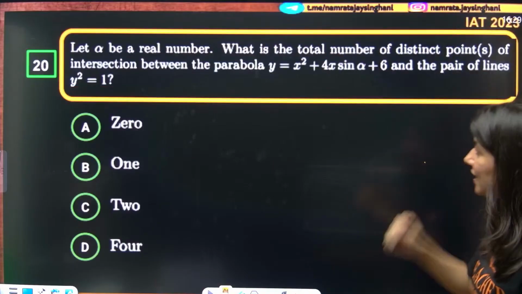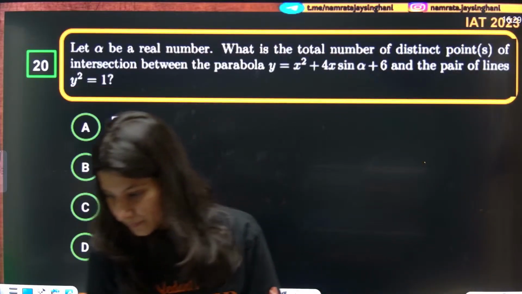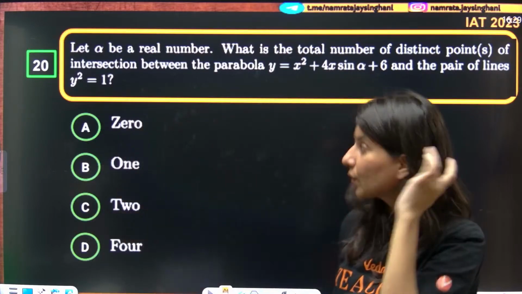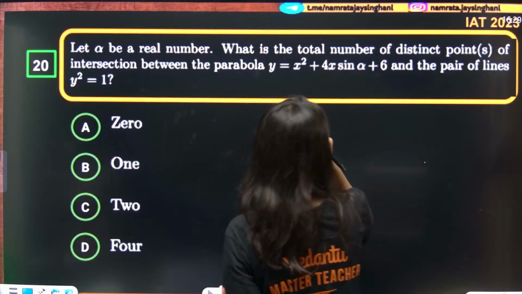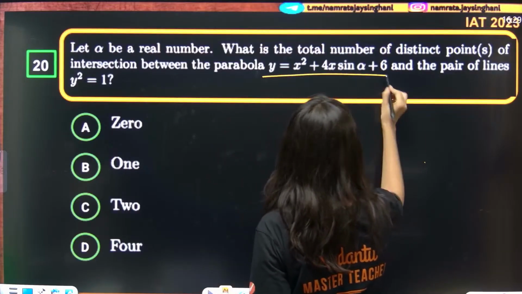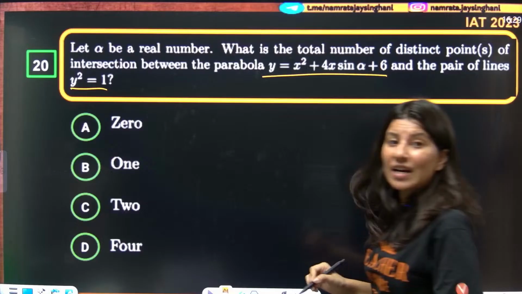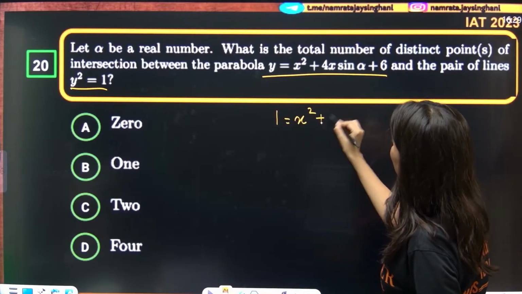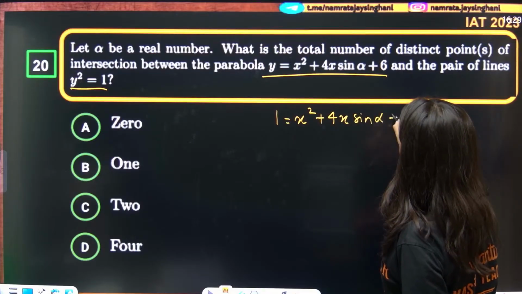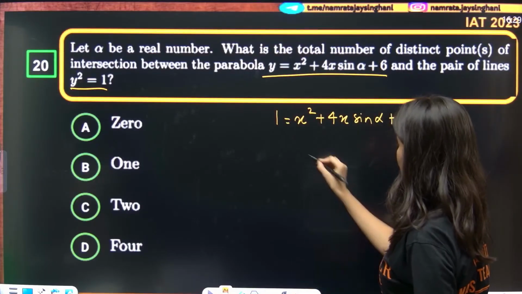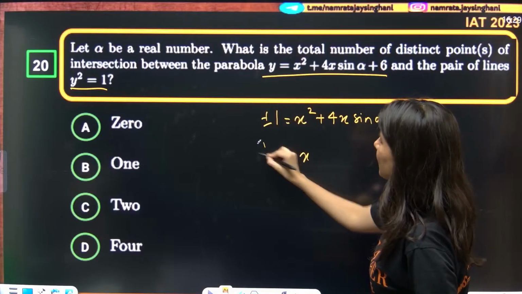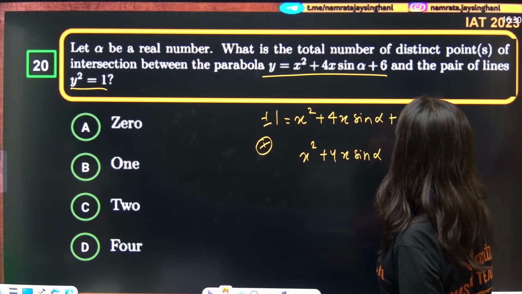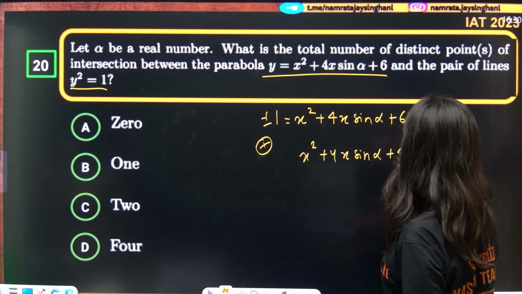Now the next question, yes, good question. This is a very good question. Okay. Let alpha be a real number. What is the total number of distinct points of intersection between this parabola and a pair of lines? See, y equals plus 1 and minus 1. So for y equals 1, x square plus 4x sine alpha plus 6 minus 1, that is plus 5, equals 0.